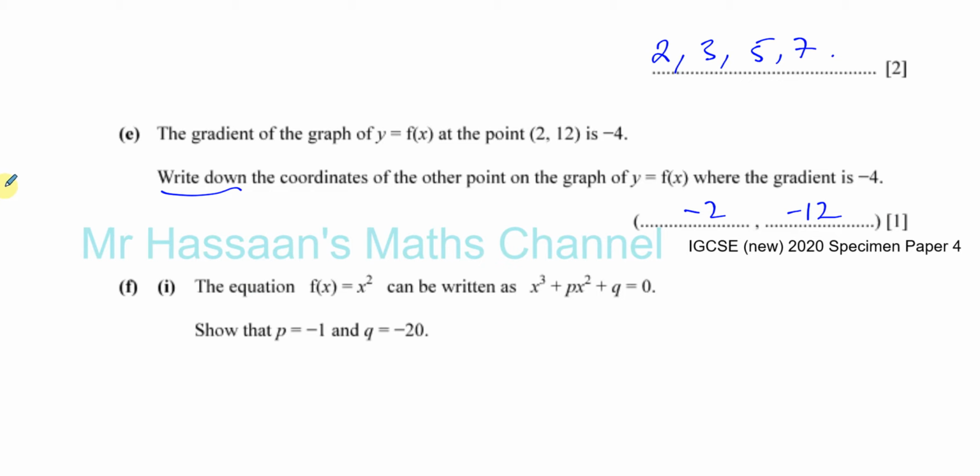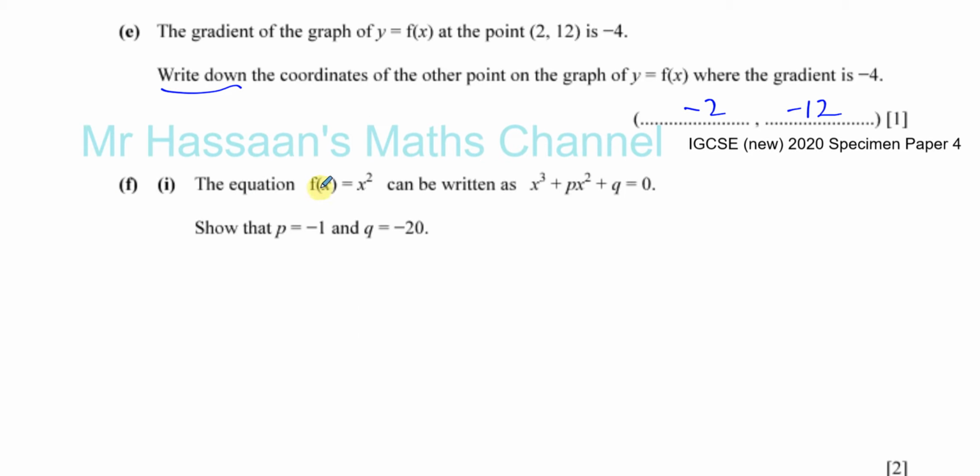Then part F1 says the equation f of x equals x squared can be written as x cubed plus px squared plus q equals 0. Show that p equals minus 1 and q equals minus 20.